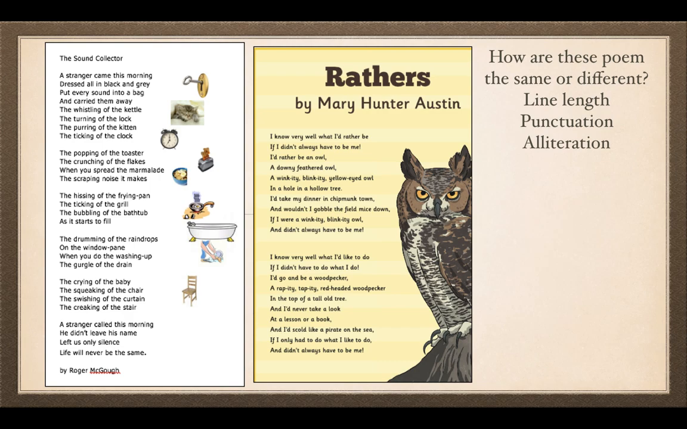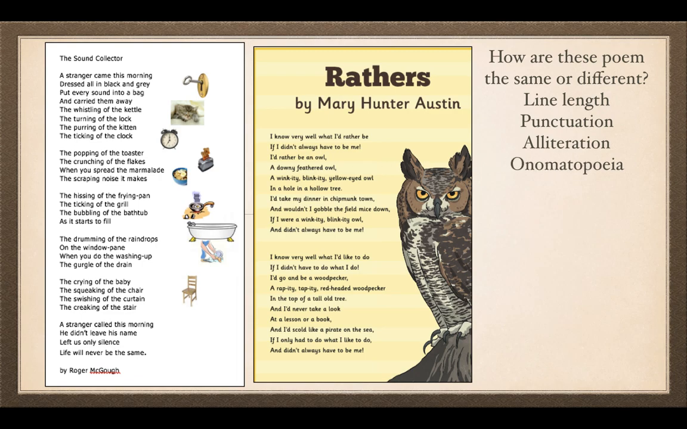Alliteration, we've just been over alliteration. Do these poems have alliteration in them? And why do poets use alliteration? That's something that you need to think about. Do the words sound flow better when you have alliteration? Does it give you a better understanding? So these are things that you need to think about when you're reading a poem.